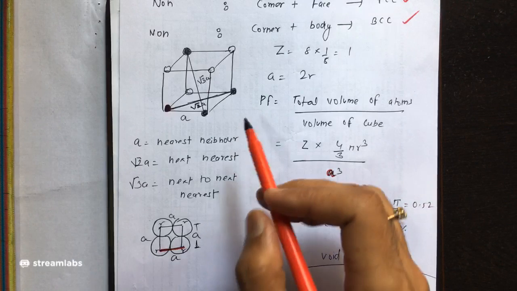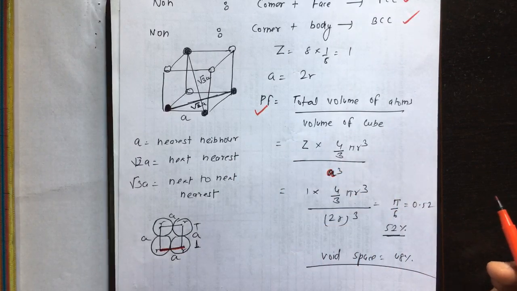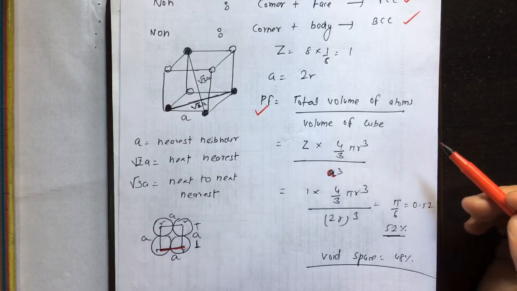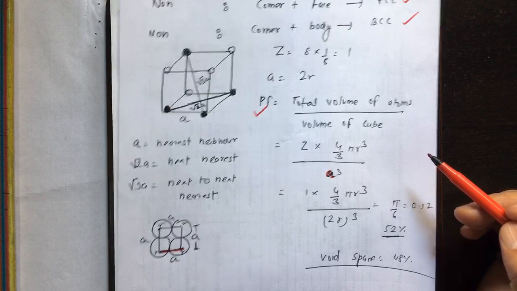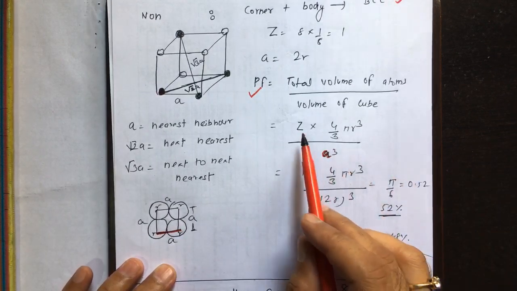With this, we can talk about one thing called packing fraction. What is packing fraction? It is the total volume of the atoms divided by the volume of the cube. So what is the total volume of the atoms? That is Z into 4 by 3.